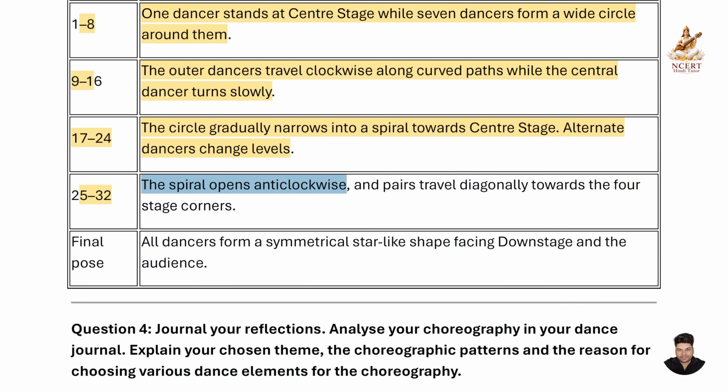The spiral opens anticlockwise and pairs travel diagonally towards the 4 stage corners. Final pose. All dancers form a symmetrical star-like shape facing downstage and the audience.